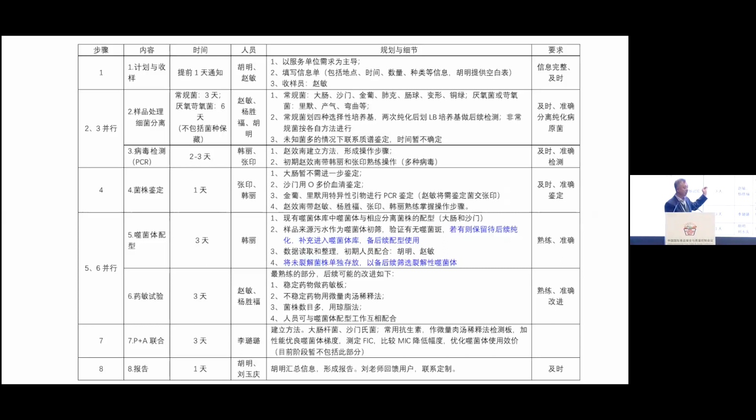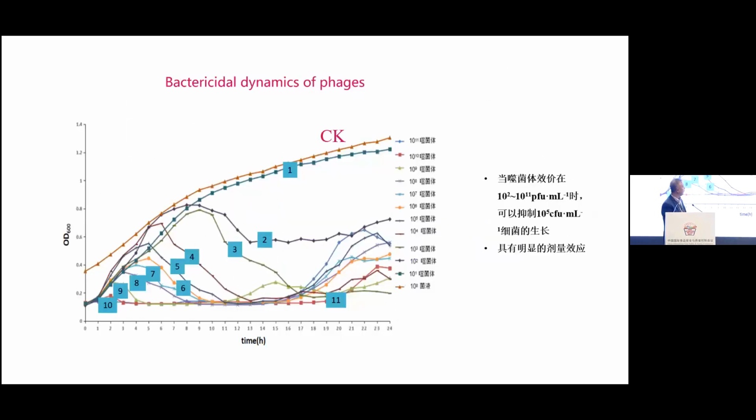This is the whole process from obtaining the sample, separating the pathogens and screening out the phages. And for the whole process, now we can complete it within 7 days. The farms can accept this time period.